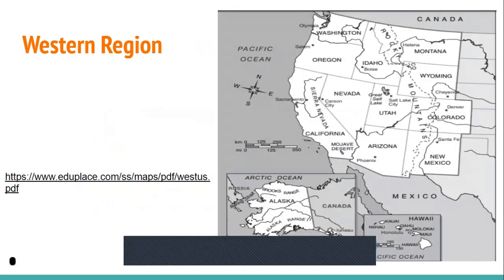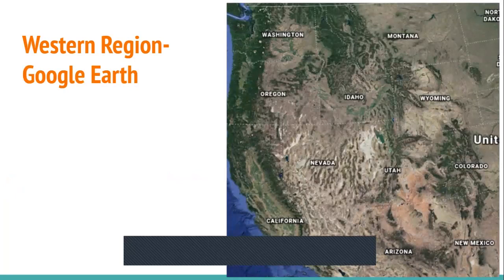You may have seen this slide before as well. This is the PDF from eduplace.com where you can download maps that are labeled and unlabeled for your practice and studying. I thought a wonderful way to show you how to be interactive with studying the Western region was to use Google Earth.